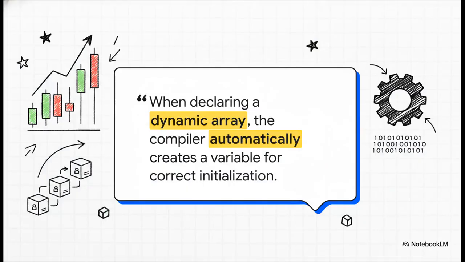The MQL5 system was really built with this in mind. It handles all the complicated, behind-the-scenes work when you create a dynamic array. This makes them super powerful, but still easy to use, especially for data that's always changing, like price history, which gets a new bar with every single tick.